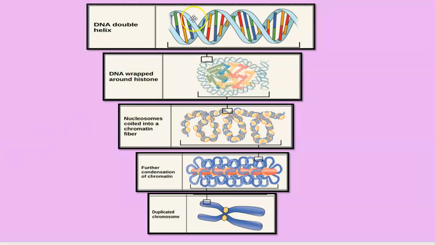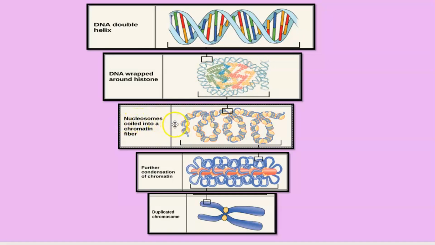So this is our DNA double helix, right? And this is negatively charged. So DNA wraps around histones. Histones are proteins which are positively charged. So negatively charged DNA wraps around the histone proteins and forms nucleosomes. When DNA and histone proteins come together, they are known as nucleosomes.